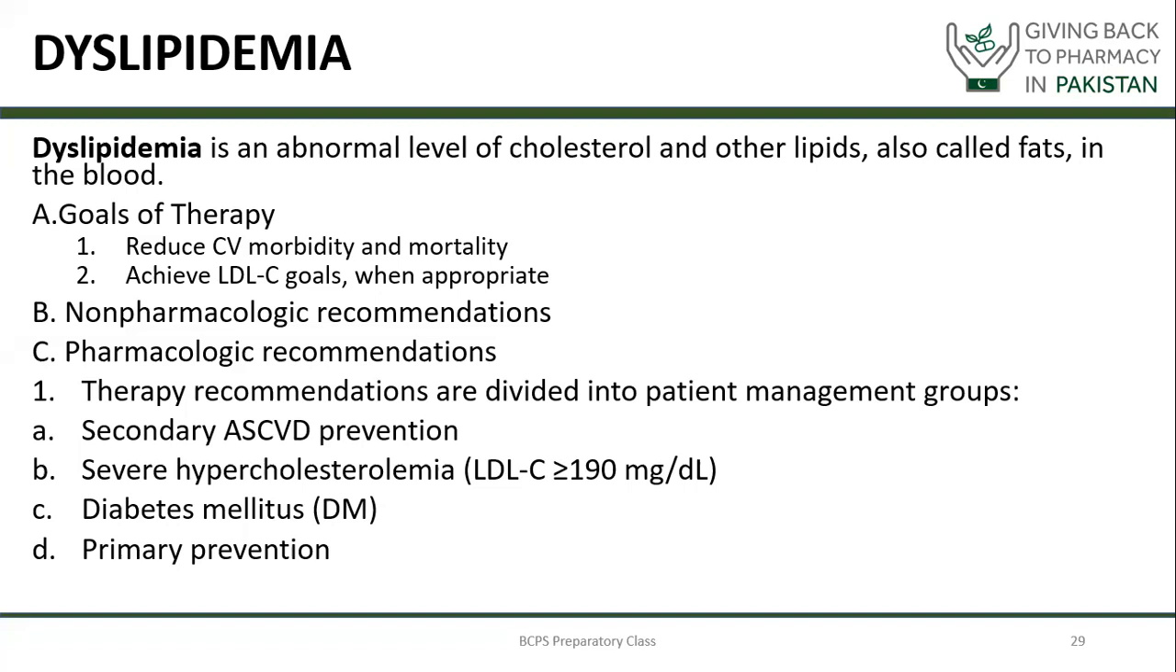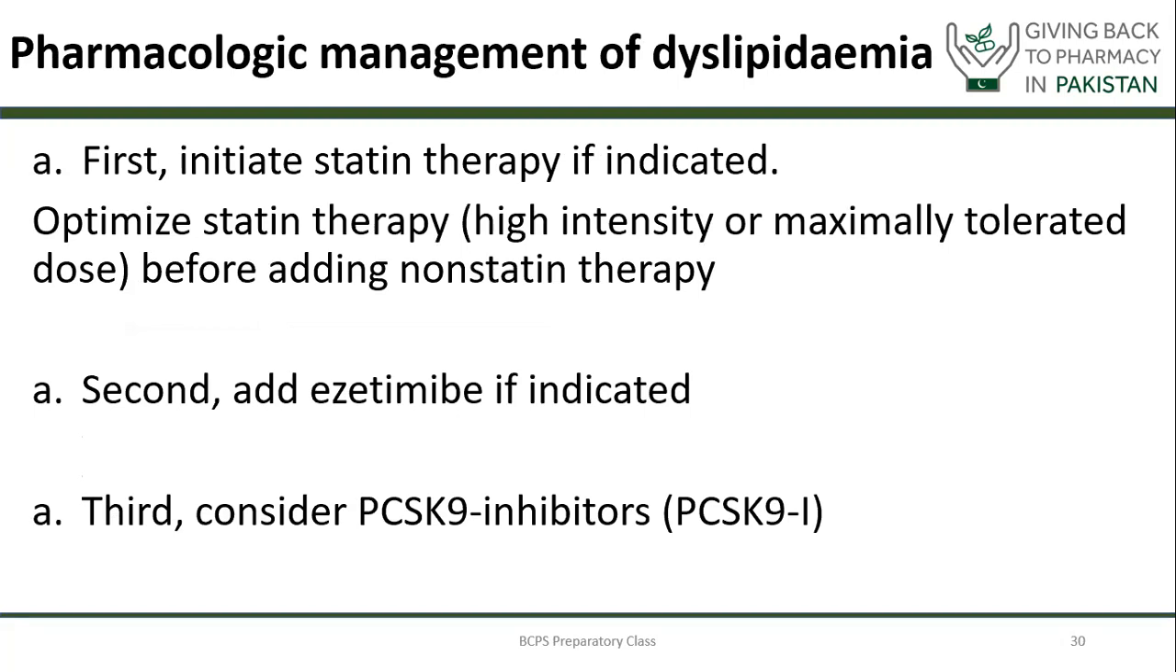Pharmacological recommendation: therapy recommendations are divided into patient management groups: secondary atherosclerotic vascular disease prevention, severe hypercholesterolemia, like if LDL-C is above 190 milligram, diabetes mellitus, and primary prevention. The patients are managed considering these four factors. They calculate atherosclerotic vascular disease risk factor, hypercholesterolemia, diabetes mellitus, primary prevention. There are tables on how they manage this one.